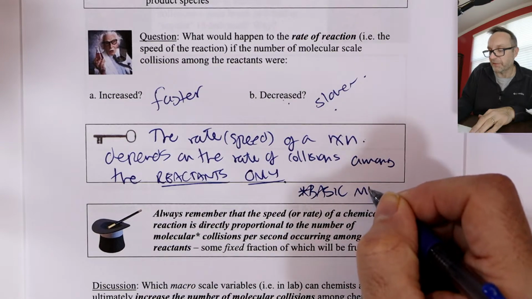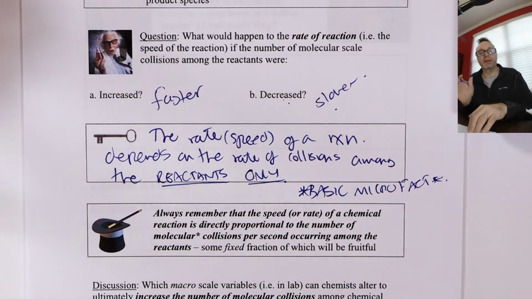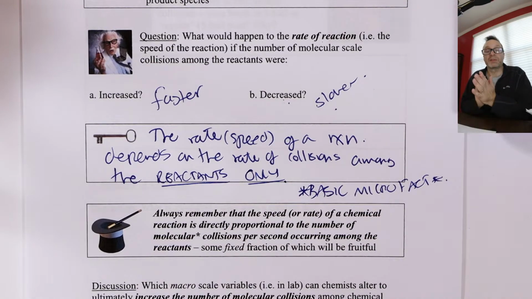Basic micro fact. Always keep that simple idea in your head: more collisions per second amongst the reactants, more stuff I'm going to make. Now, we don't live on the microscopic level. We can't go down there and start manually bumping molecules together. We live in the macroscopic world, the world of big. So what kind of lab scale variables do we have which would ultimately result in the reactants moving and bumping into each other more often?